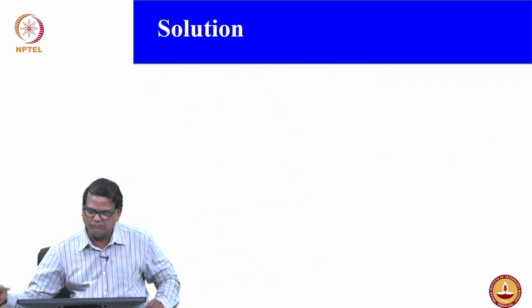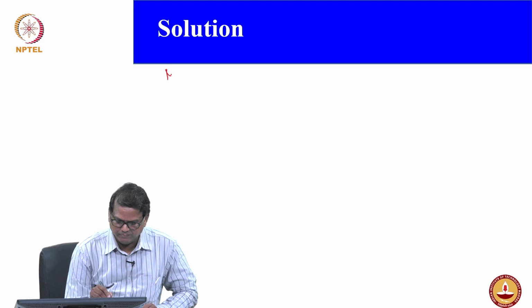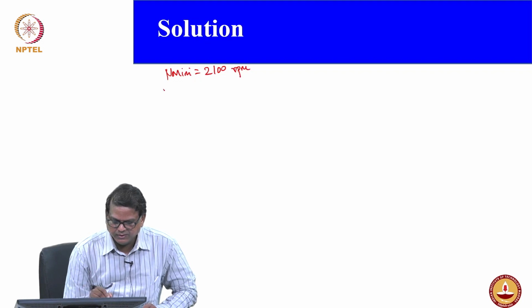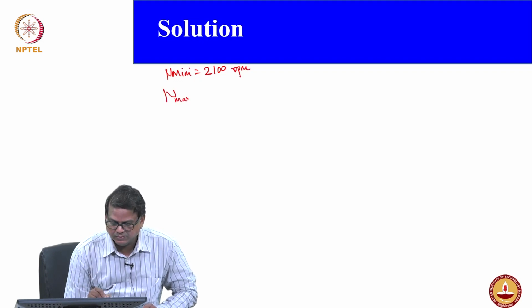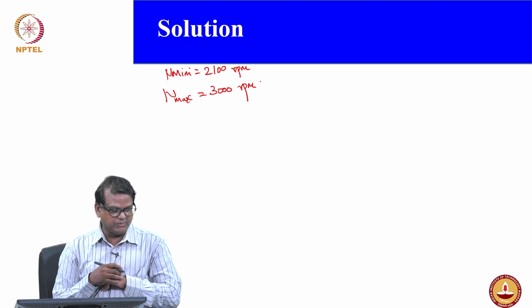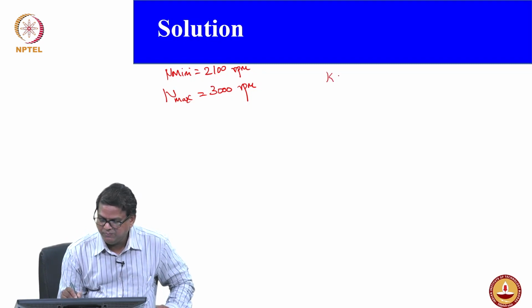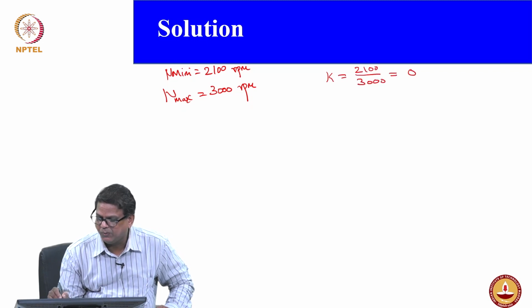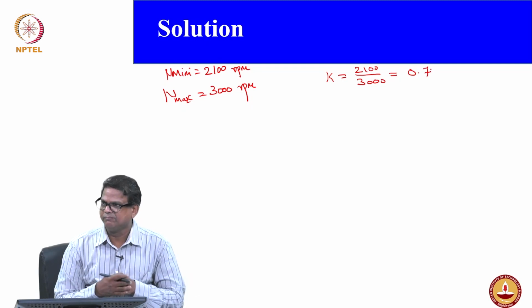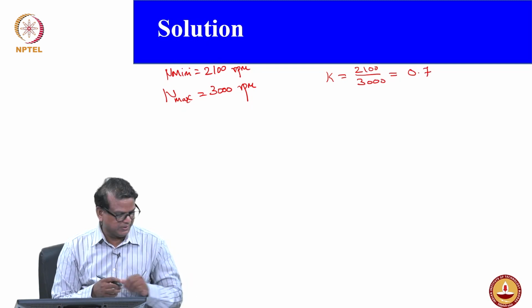What we have? We have n minimum. N minimum is given 2100 RPM. Okay. That is given. N max is given what? 3000 RPM. Yeah. N max is given 3000 RPM. So, what is the K value? 2100 by 3000, that should give me 0.7.